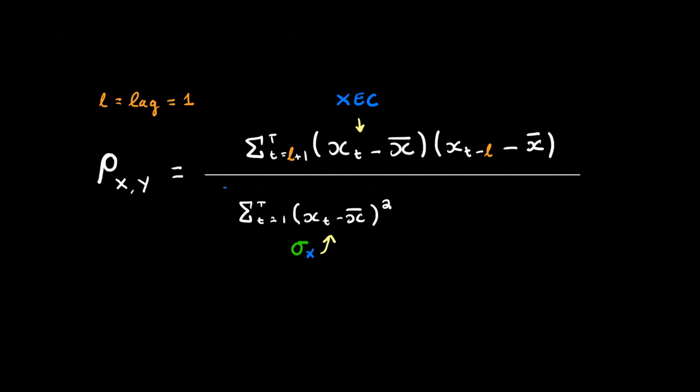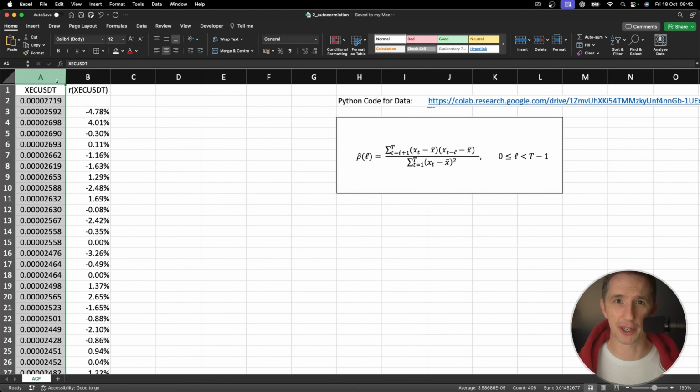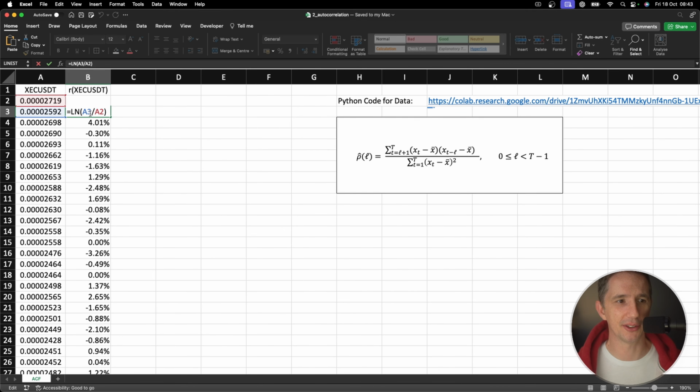I just need to do this by x_t minus x bar squared, because that's the same thing as the standard deviation times the standard deviation, so without the square and the square root. And standard deviation times standard deviation is just the variance, which is what we can show here. This is the price data we're going to be working with. And here I've calculated the returns.